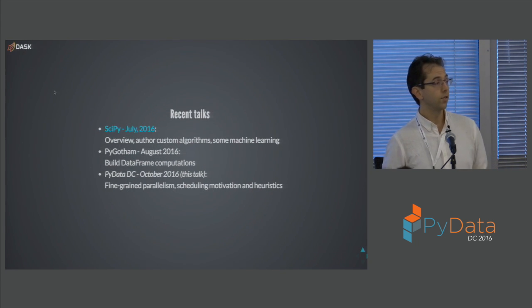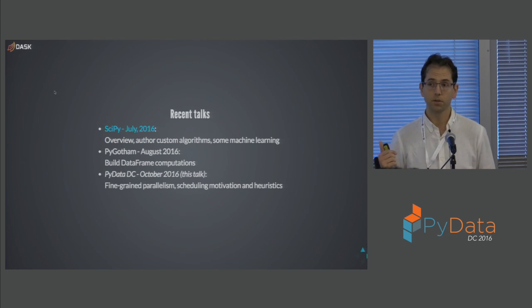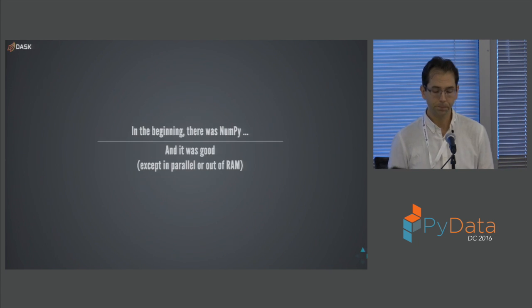So, as I said, I've given a few talks recently. If you want a more overview talk, you can go to the SciPy talk here. That was given in 2012 and 2016. Just talking PyGotham, more about Dask data frames. And this talk will be more about fine-grained task scheduling. So technically, how do we schedule more arbitrary computations? Some of this will be technical, some will be overview. Hopefully there's something for everyone.